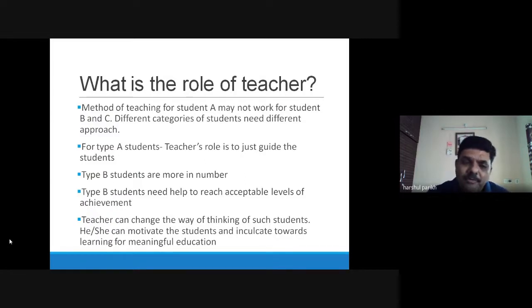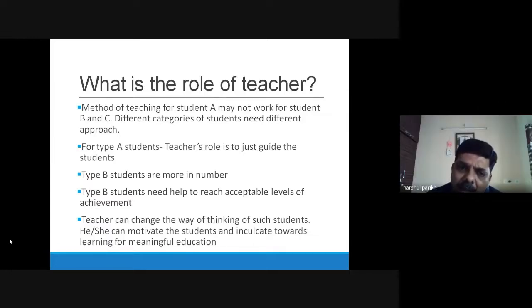So what is the role of the teacher for all students? In class we deliver the lecture equally to all, but students are not equal, as we discussed in the previous slide. So the method of teaching student A may not work for student B. Different categories of students need different approaches. If you employ the methods of B for C, it will not work.